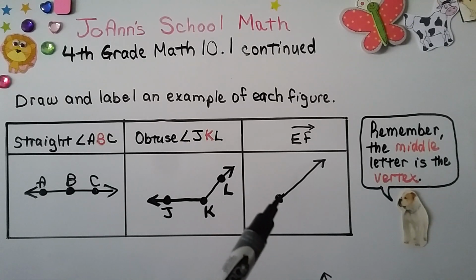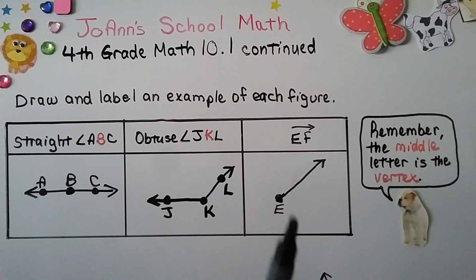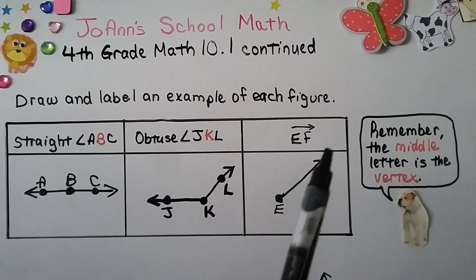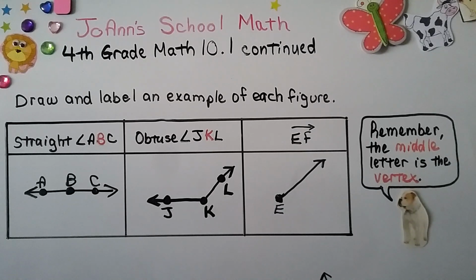If you said E, you're right. The endpoint where the ray starts is the first letter. That's E. And we can draw point F anywhere on the ray that we want. So now we have a straight angle ABC, an obtuse angle JKL, and a ray EF.